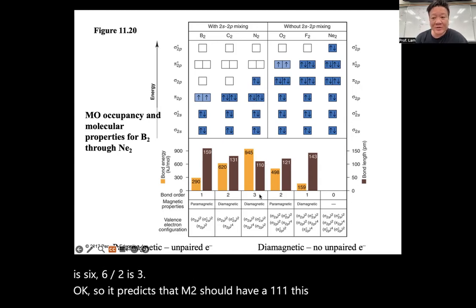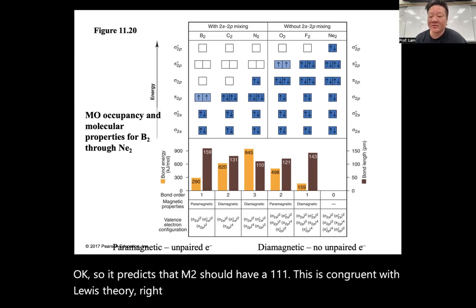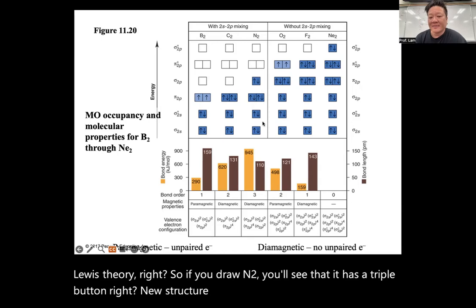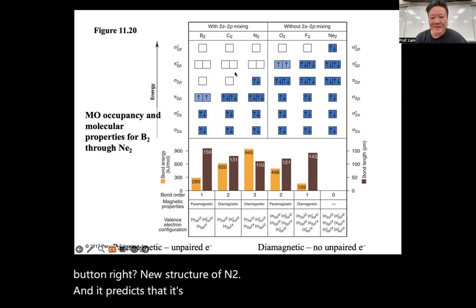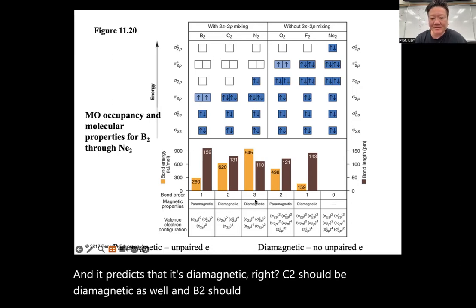This is congruent with Lewis theory, right? So if you draw the Lewis structure of N2, you'll see that it has a triple bond, right? And it predicts that it's diamagnetic, right? C2 should be diamagnetic as well, and B2 should be paramagnetic. Right? All right, let's go to O2 now.